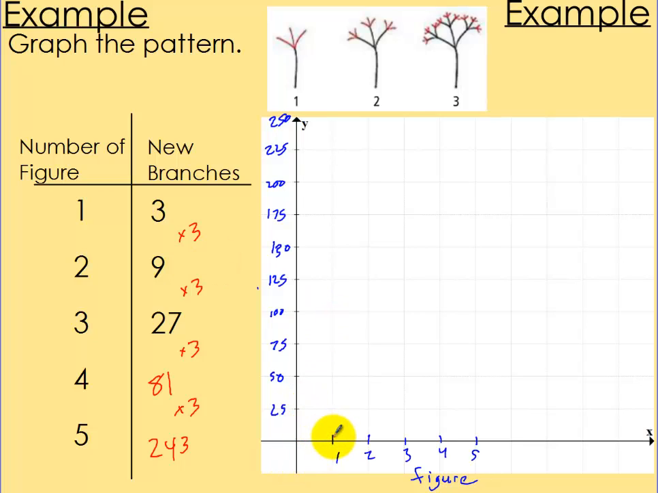So at 1 I get a 3, which is going to be way down here. At 2 I get 9, which is a little above that. At 3 it's 27, so right above the 25 mark. At 4 it's 81, so it'll be a little above the 75. And at 5 it's 243, which grows up to way up here.